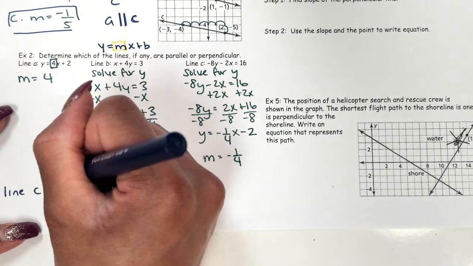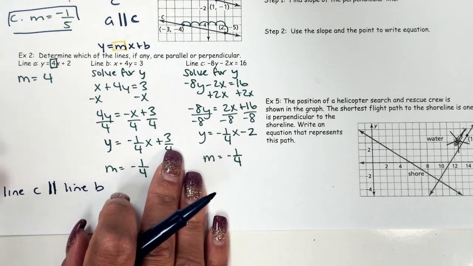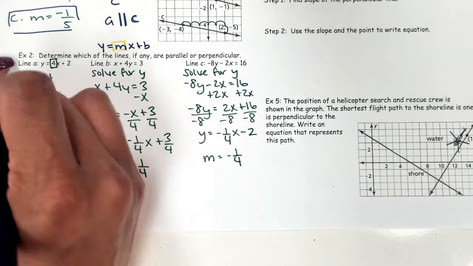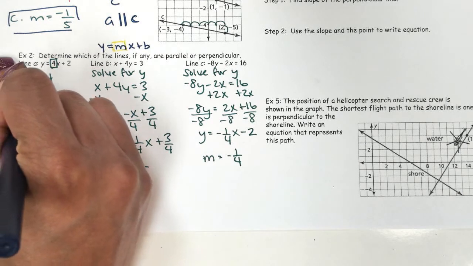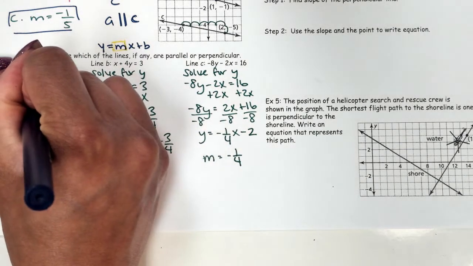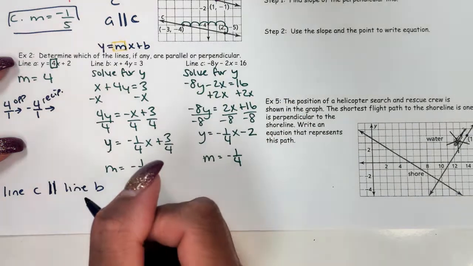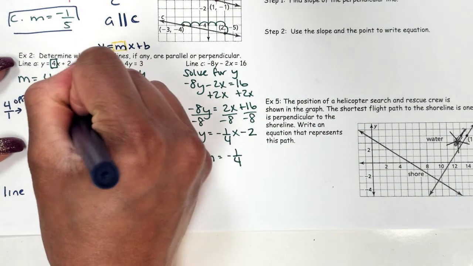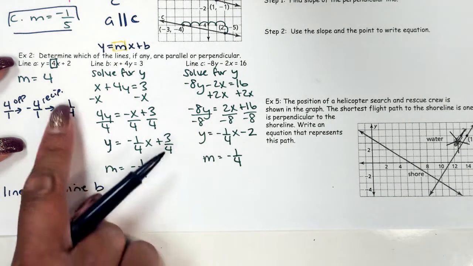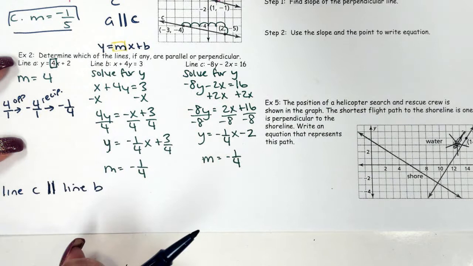That was parallel. Now we need to look at what's perpendicular. So remember, perpendicular means taking the opposite reciprocal. So let's say we want the opposite reciprocal of this slope. I know that 4 as a fraction is 4 over 1. And then when I take the opposite of it, that means I'm going to change the sign, which makes this a negative 4 over 1. And then the reciprocal part means I'm going to flip it, which makes it negative 1 over 4. So do any of these have a negative 1 over 4? They do. Line B and C are negative 1 over 4, which means that line A is perpendicular to B and line A is perpendicular to C.